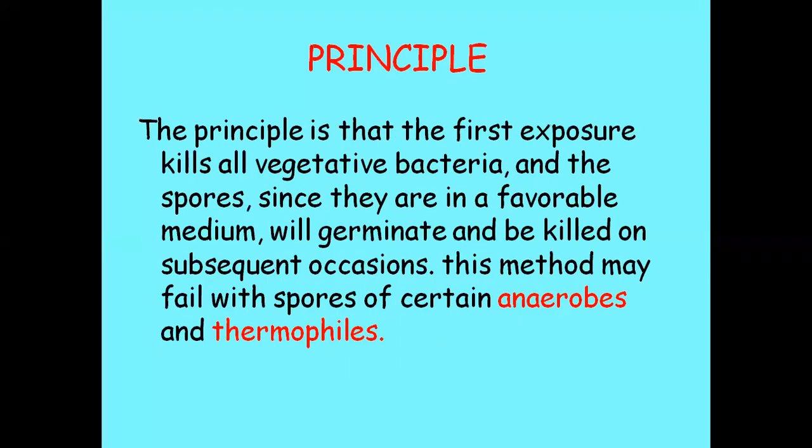The principle behind inspissation is that the first exposure kills all vegetative bacteria present in the sample, and later it deals with spores. During the second and third day and the successive days, the spores are germinated into vegetative cells. On subsequent exposures, all the spores get converted into vegetative cells, and the exposure at 80 degrees Celsius kills all the vegetative forms. This method may fail for the spores of certain anaerobes and thermophiles.